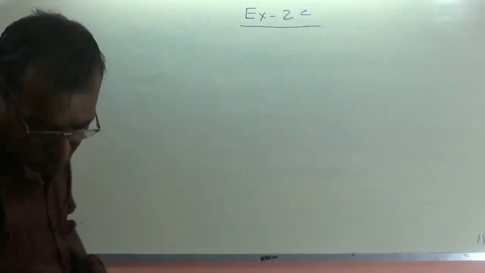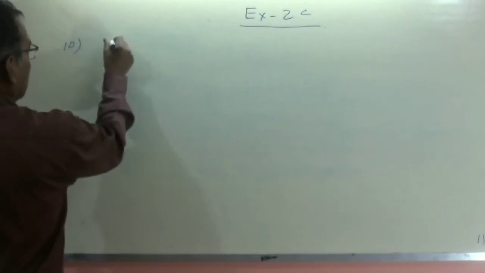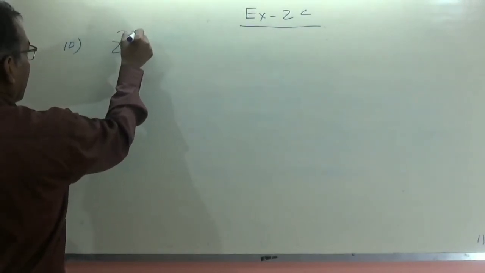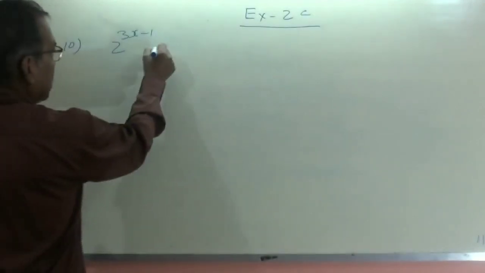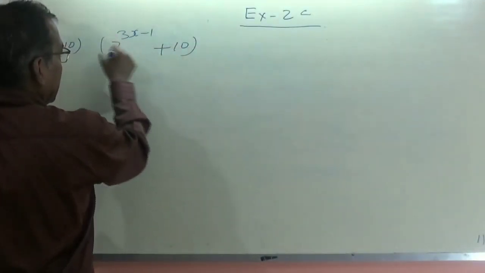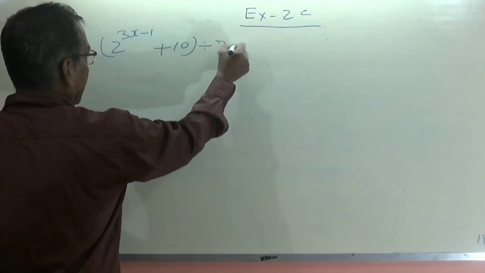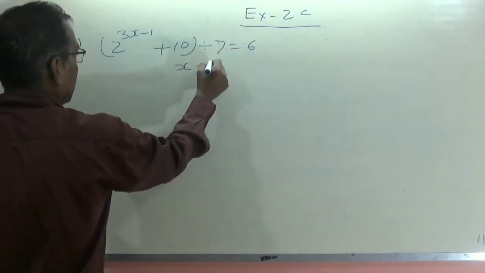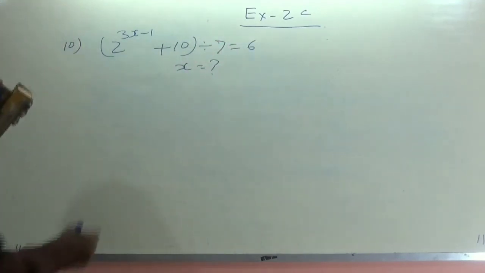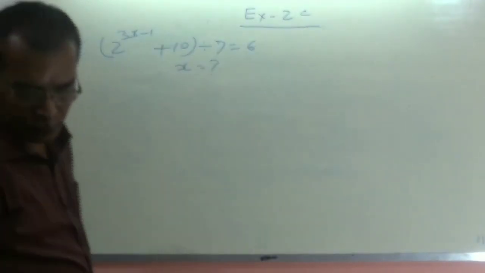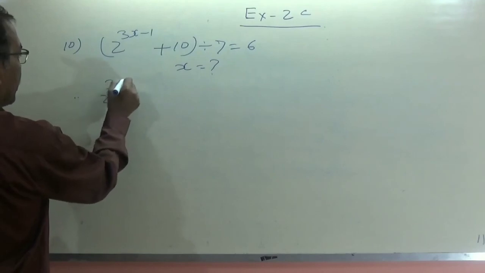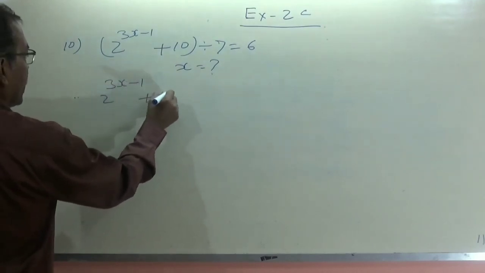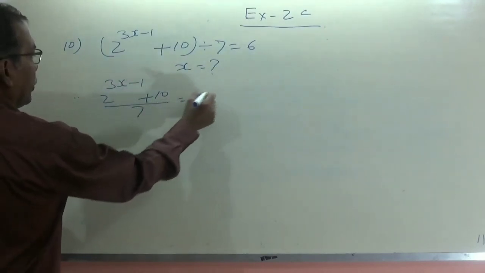I have written the question wrong. It is 2 to the power 3x minus 1, plus 10, divided by 7 is equal to 6. You have to find the value of x. So therefore, 2 to the power 3x minus 1 plus 10 divided by 7 is equal to 6.